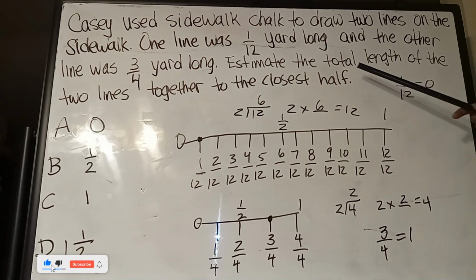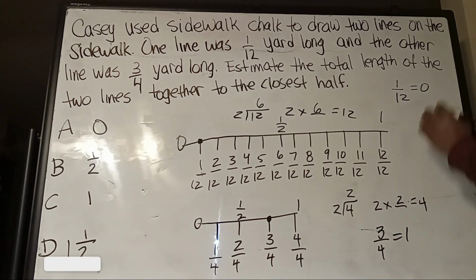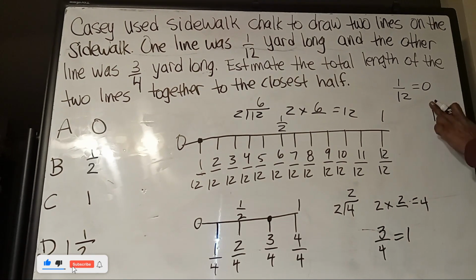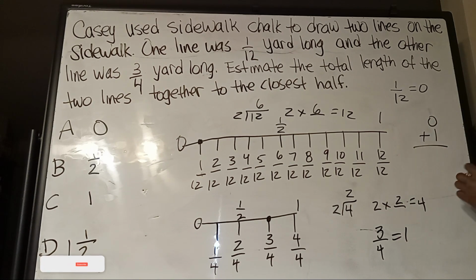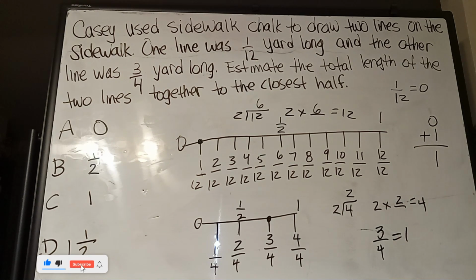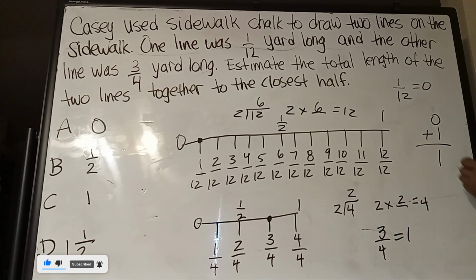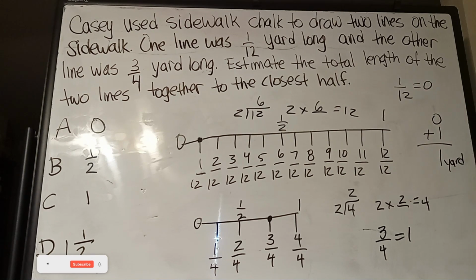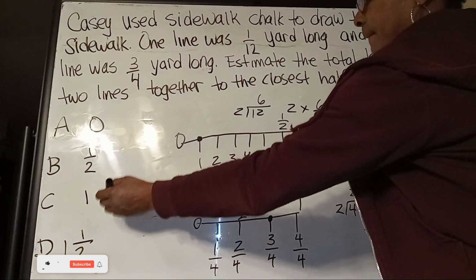Now the problem asks us to do the total, which means we are always adding. Well, our first fraction was 0. So 0 plus 1 is how much? 1. And so the answer is 1. So that means it's 1 yard long. And that's the thing, when you do these, you want to keep the unit. Yeah, that's C. C is going to be the right answer. Great job.